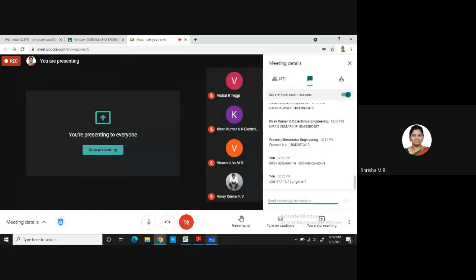And h of n I'll give you. H of n is equal to 1, 1, 1, 1, 1, 1. Okay, so for this, the origin is at n is equal to this second value, the second one. So for this it is at the first one. For this here it is at the second one.